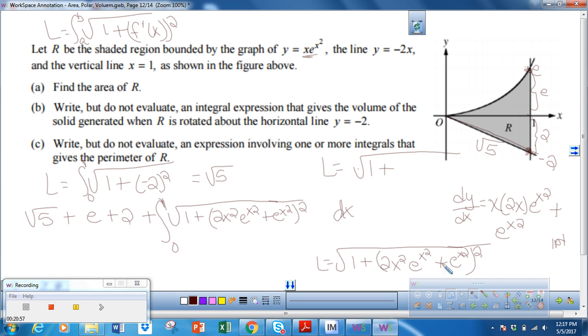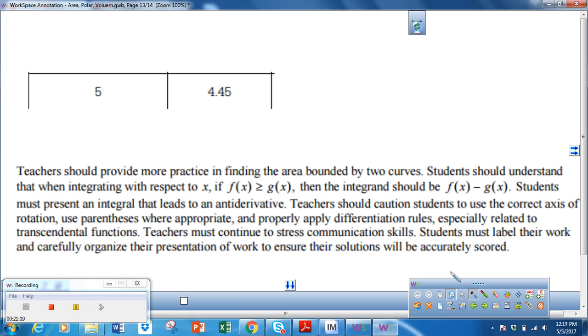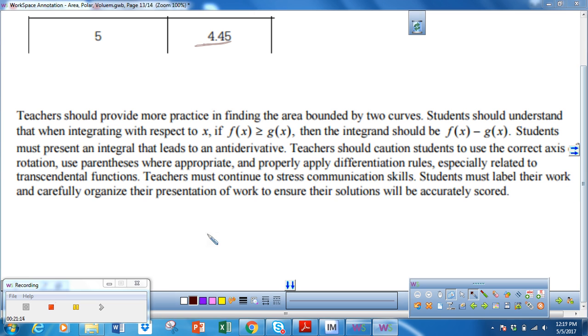Okay, that's a lot we covered there. So the average for this problem was 4.45. And when you think about it, it was strictly an AB problem until you got to the end. That's where they threw in the BC. And again, they want us to stress communication skills with you. Labeling your work. Make sure your work is organized and your presentation of your work is organized. That's important.